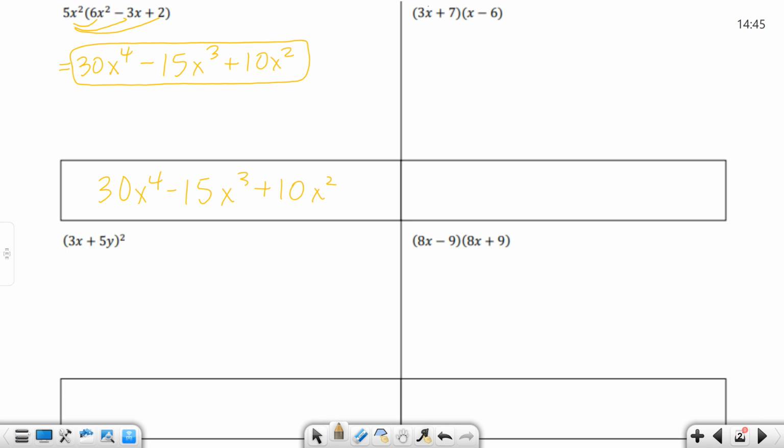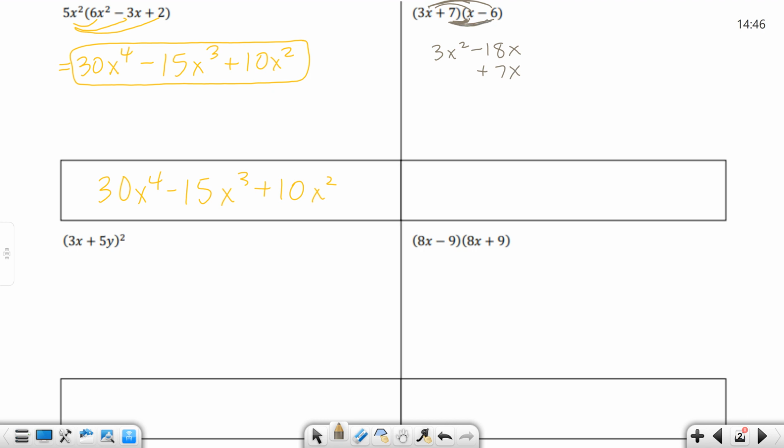And I have first, outer, inner, last. This is 2 terms times 2 terms. This is FOIL, first, outer, inner, last, right? 3x times x is 3x squared. Then I have the 3x times the negative 6, which is negative 18x. That's the outside or outer. The inside or inner is the positive 7 times x, which is plus 7x.